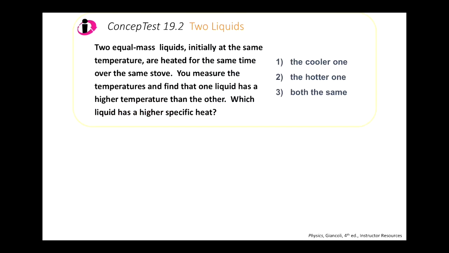All right. Number 3, two equal mass liquids initially at the same temperature are heated for the same amount of time over the same stove. So you might assume that Q is the same for these two substances. You measure the temperatures, find that one liquid has a higher temperature than the other. What does that tell you about their specific heats? Which one is higher? Higher specific heats are harder to change the temperature, right? So the one that has the higher specific heat is going to be the one that has stayed cooler, all right? So number 1 there.